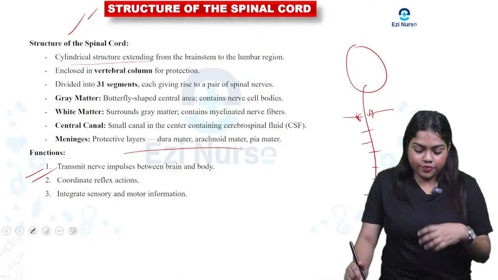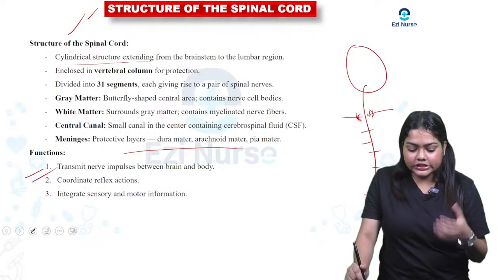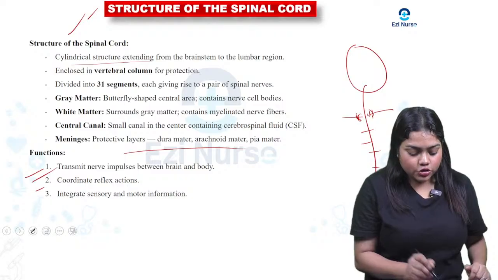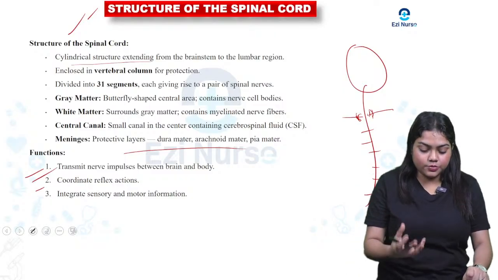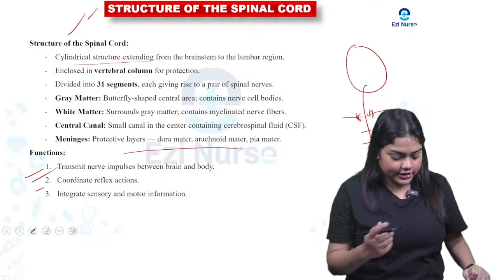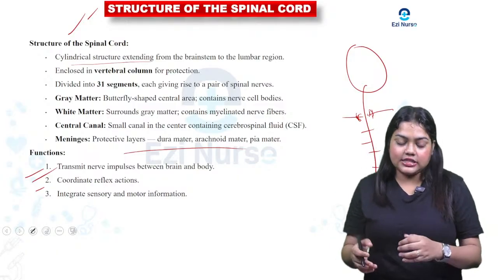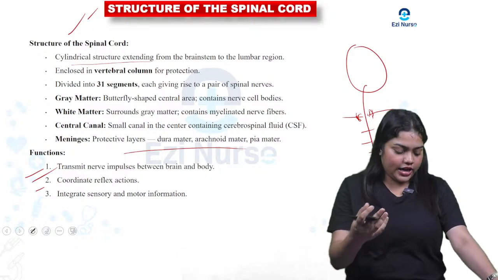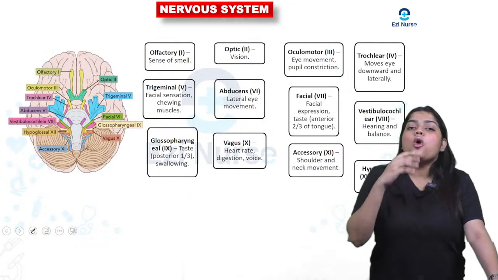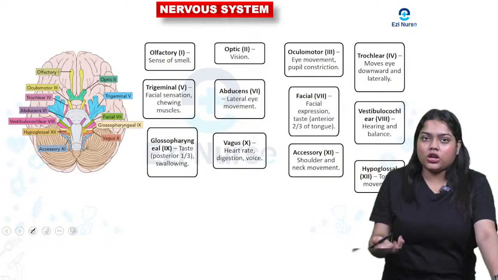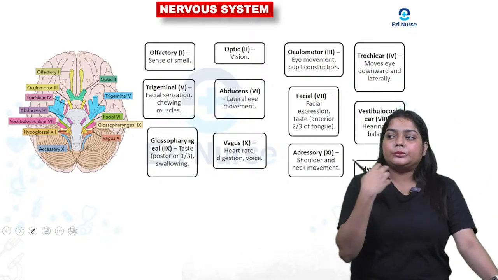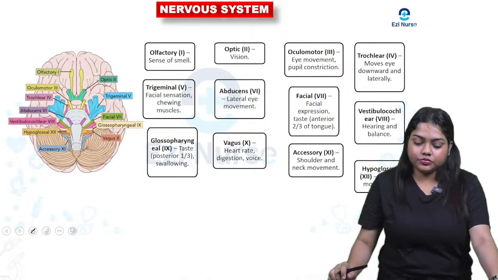Okay, so this is actually the reflex action. Voluntary, involuntary. The spinal cord also helps to coordinate reflex action. Then it also integrates the sensory and motor function, in the sense of whatever actions we are doing, and sensory function, in the sense of whatever feelings we are getting. Whatever cold, touch, or hot, everything.